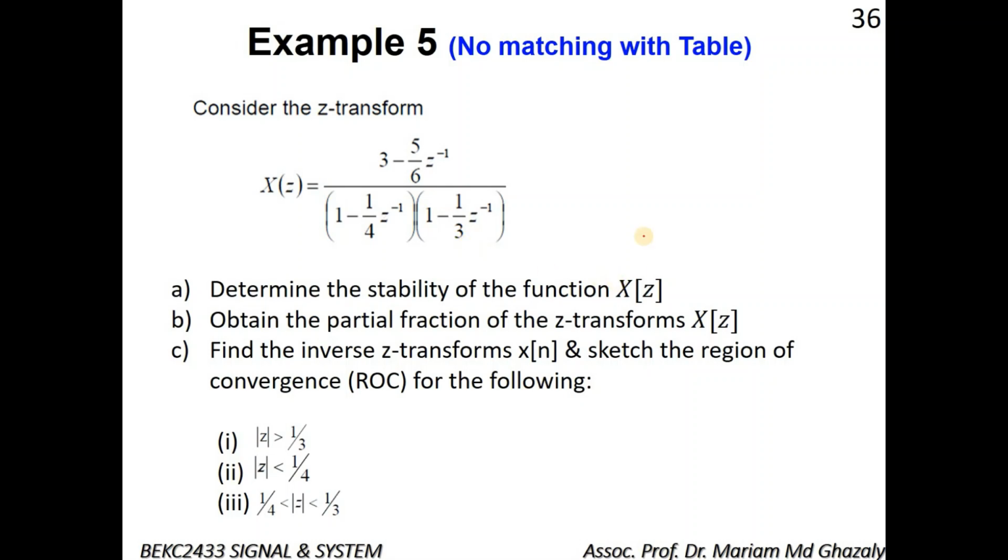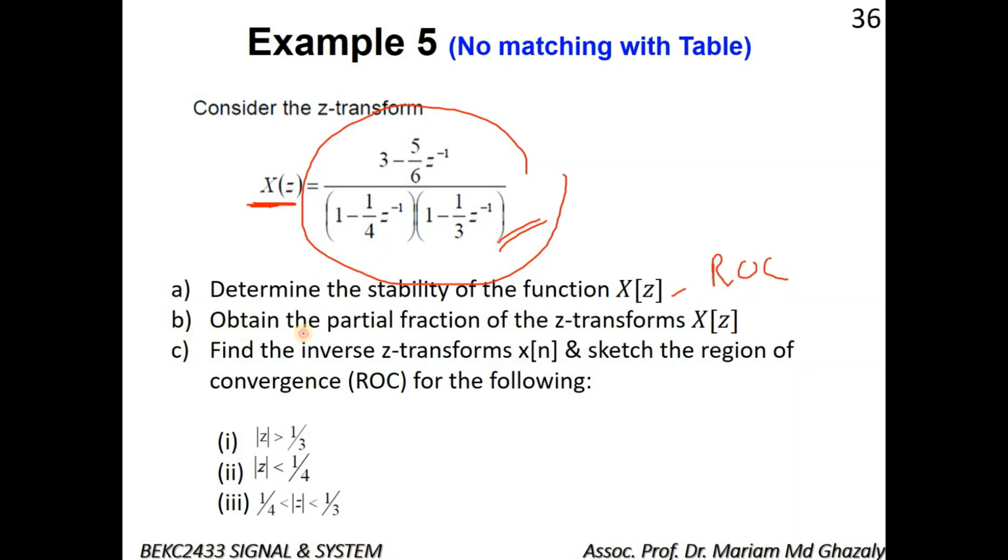So let's look at this example 5. You are given X(z) equal to 3 minus 5/6 z^-1 over (1 minus 1/4 z^-1)(1 minus 1/3 z^-1), and so on. You can actually match it with the table. First, the question is to determine the stability of the ROC, which means find the ROC.